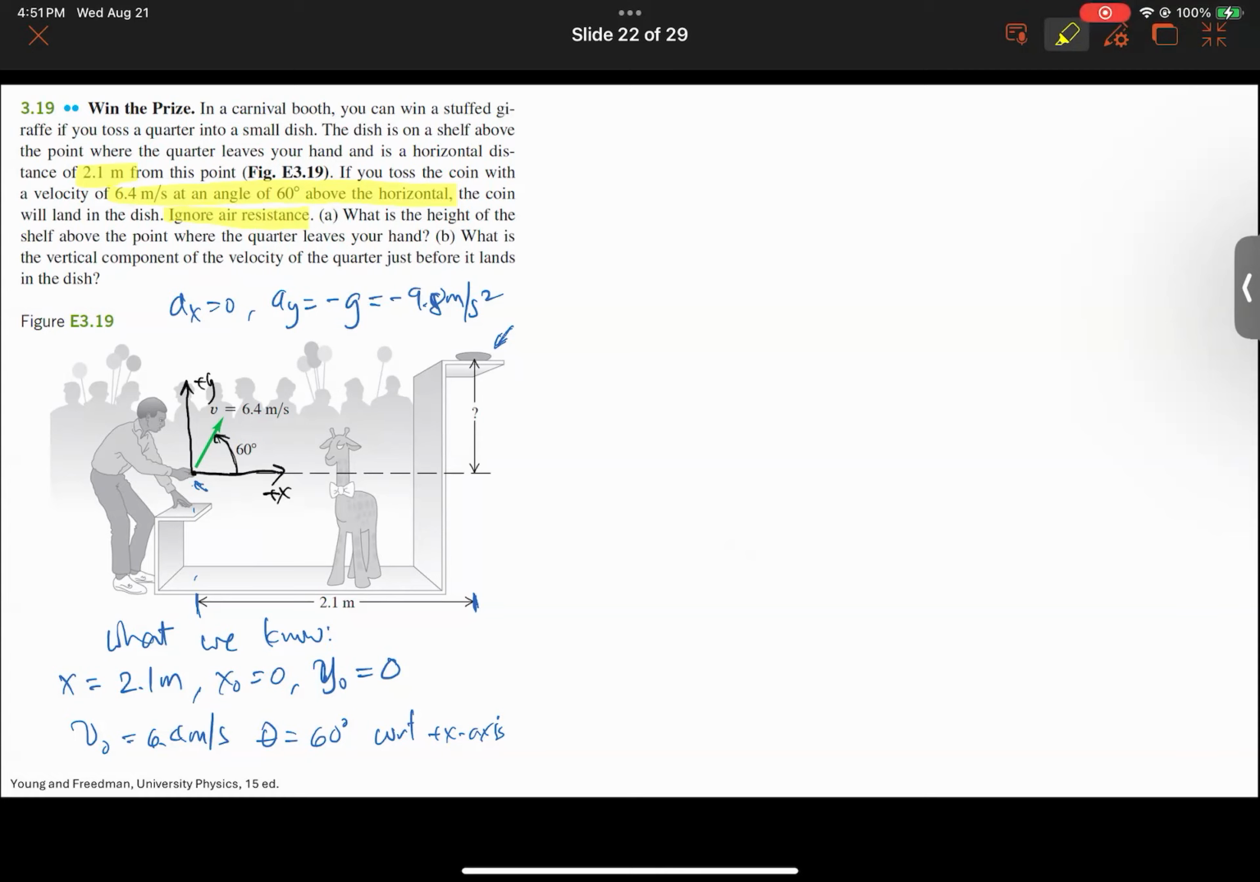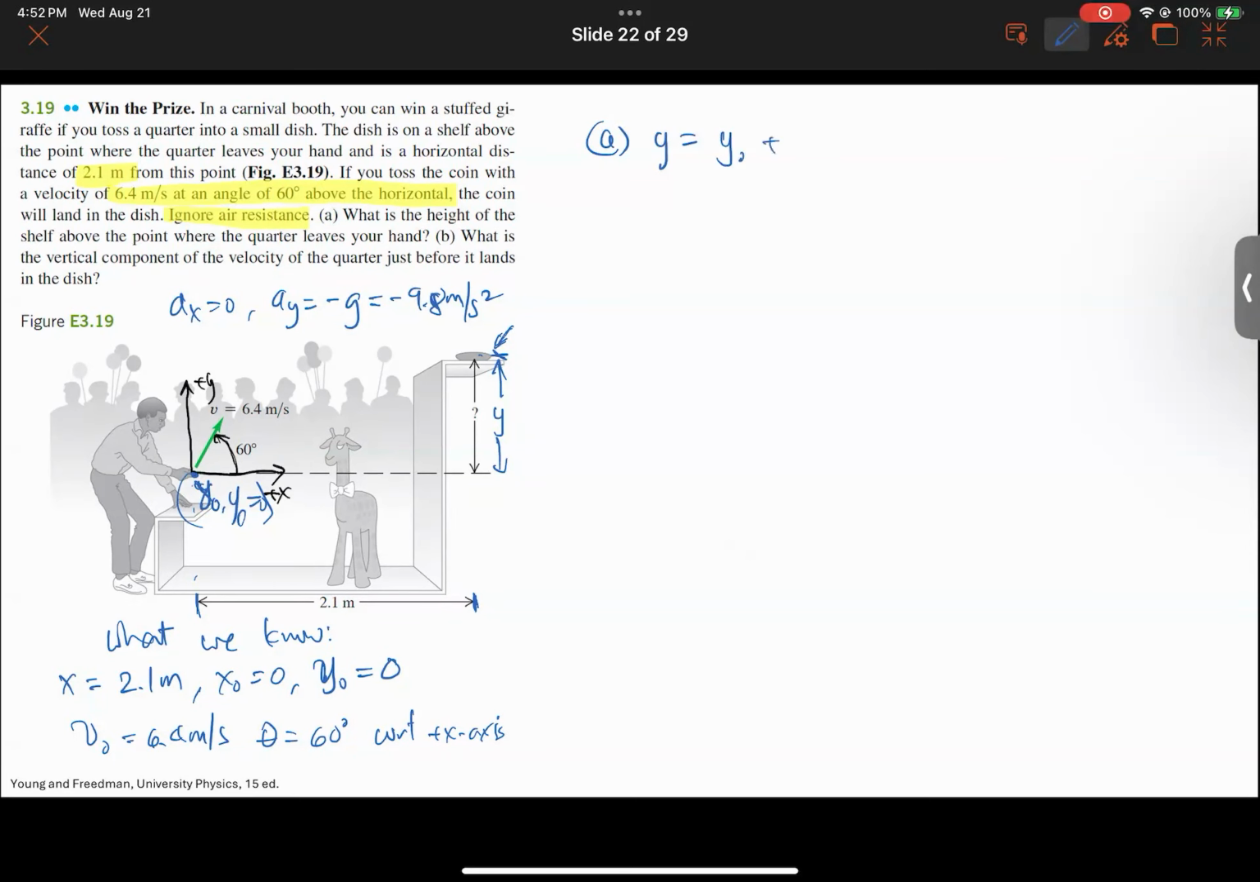So that's all we know so far. What we need to find is the height of the shelf. This height, let's call it y. So y naught is equal to 0 because it's the origin. For part A, y is equal to, what's given here? There's no given time, and we also don't know the velocity at the dish. So we definitely cannot use v squared minus v naught squared because we don't know v squared. So it looks like this is what we'll use.